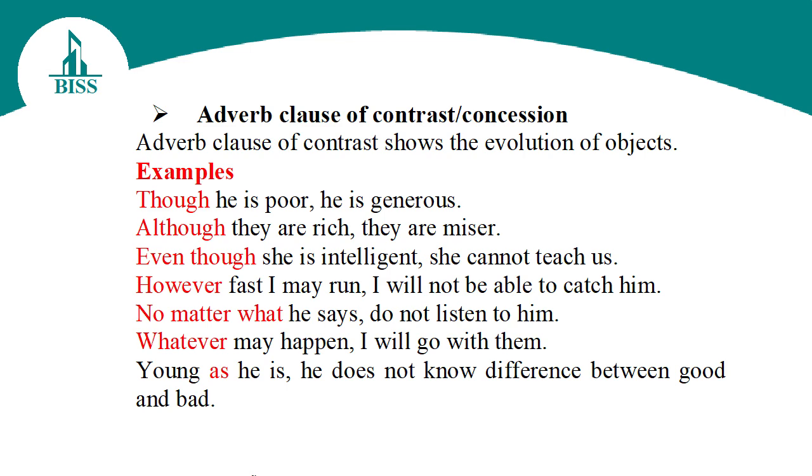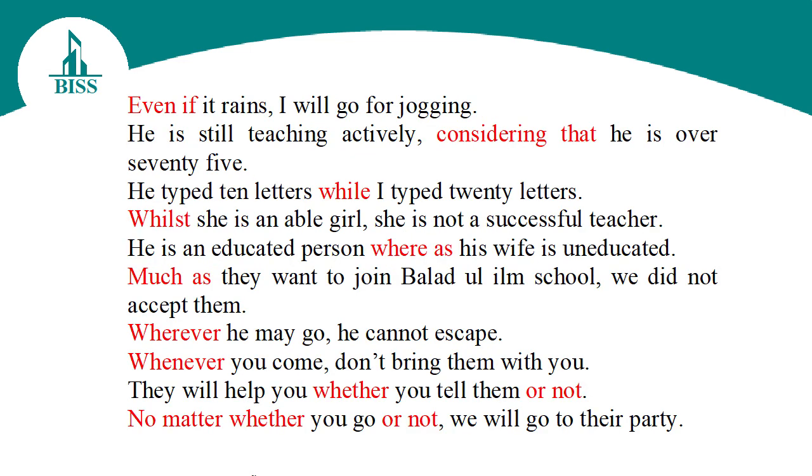Young as he is, he does not know difference between good and bad. Even if it rains, I will go for jogging. He is still teaching actively, considering that he is over 75. He typed 10 letters while I typed 20 letters. Whilst she is an able girl, she is not a successful teacher. He is an educated person whereas his wife is uneducated. Much as they want to join Balad ul Ilm School, we did not accept them.